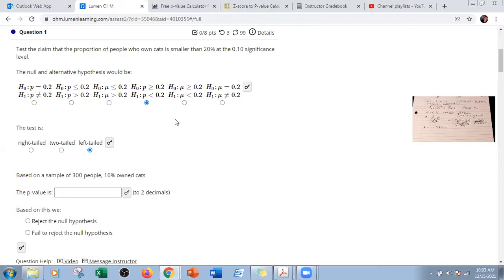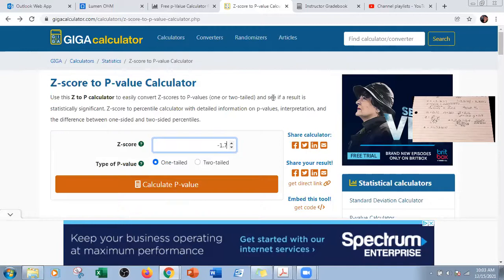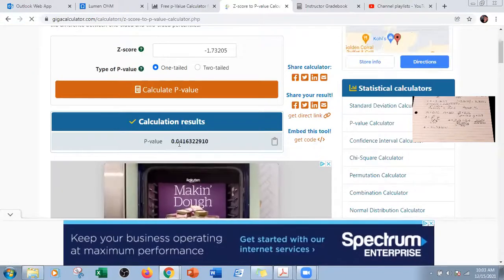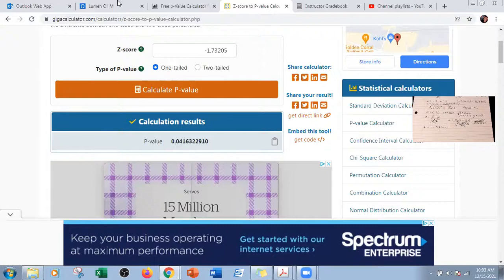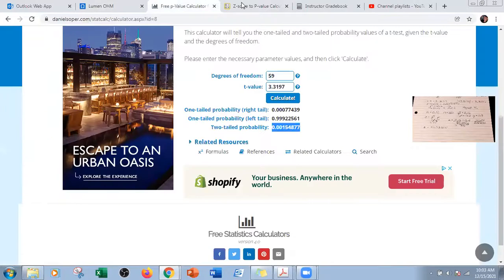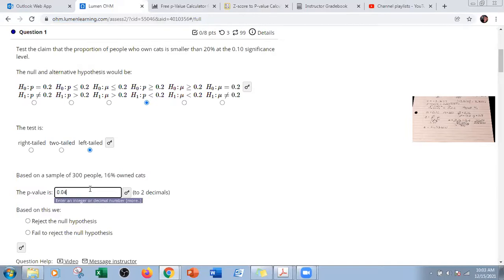So now we're going to use our online calculator. With our z-scores, remember, we had never had an issue with having negative z-scores. So I'm going to punch in what I have here: negative 1.73205. We remember it's a one-tailed test because this was a left tail test. So we just click one tail and calculate the p-value. We find 0.0416, and I think it wants it to 2 decimals. So we are going to write 0.04, 2 places after the decimal.